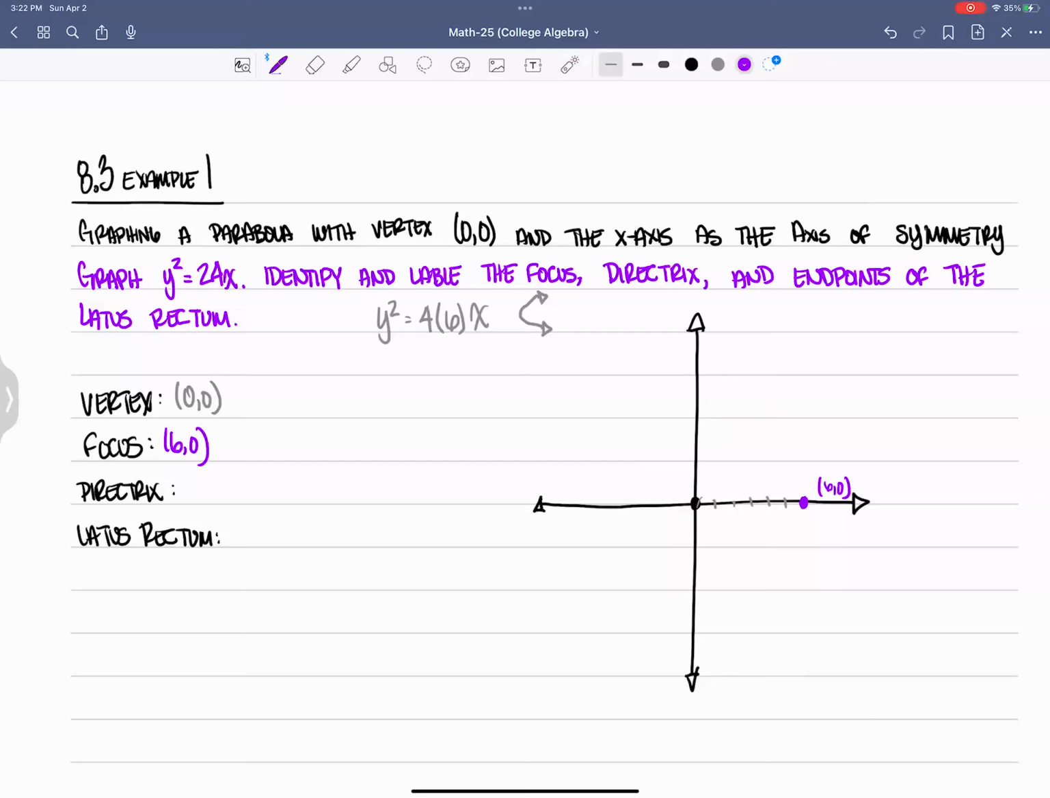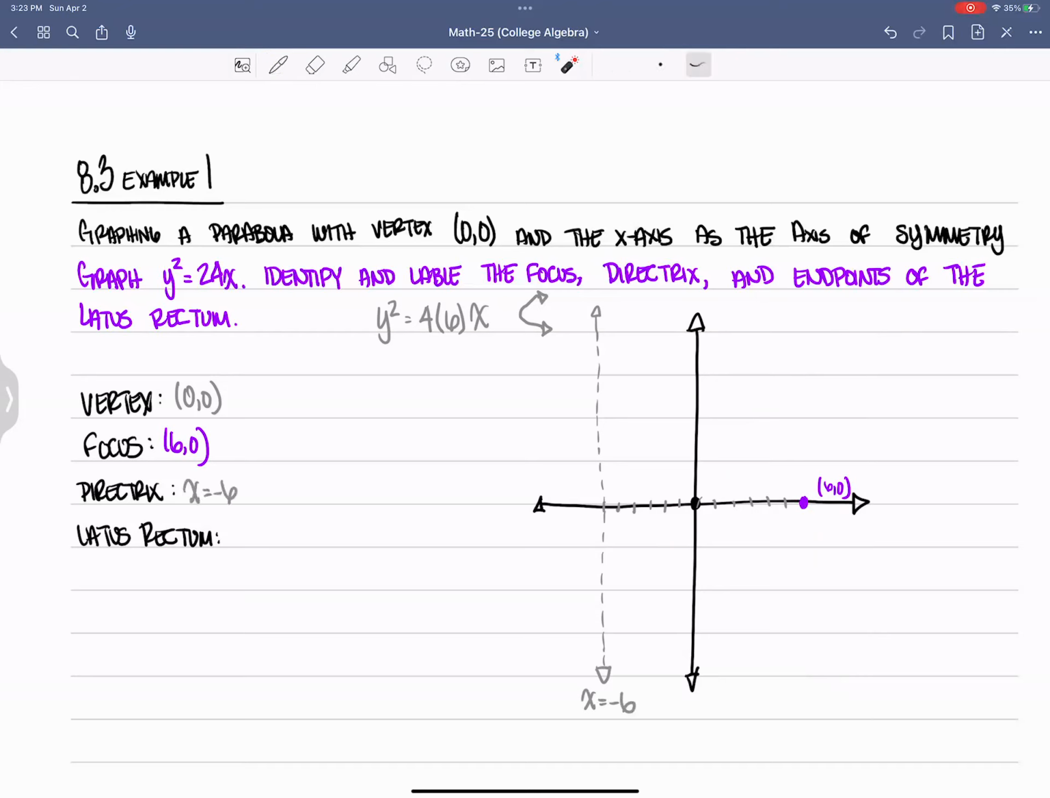Next, we have the directrix. From our vertex, we go out p units in the opposite direction. So going out p units this way: 1, 2, 3, 4, 5, 6. This one here is actually a line, and in this case, it's a vertical line. So the directrix in this case is x equals -6.